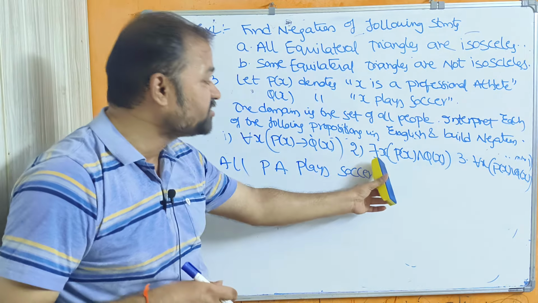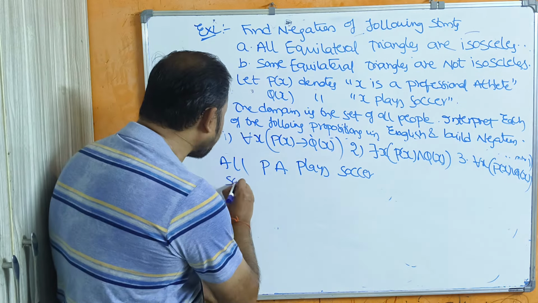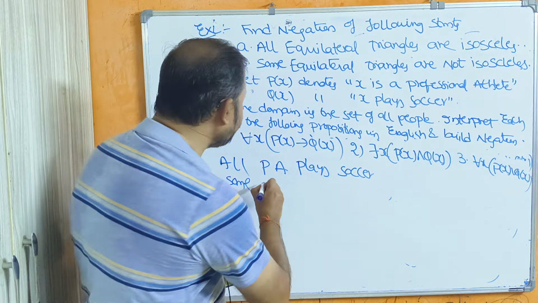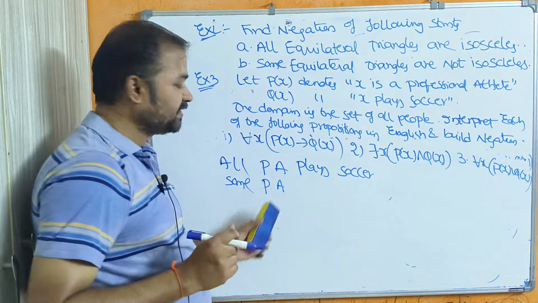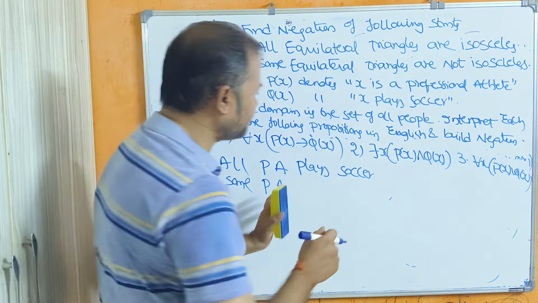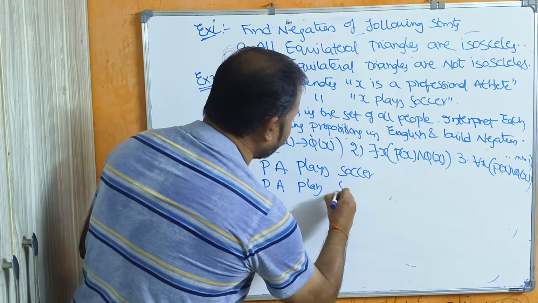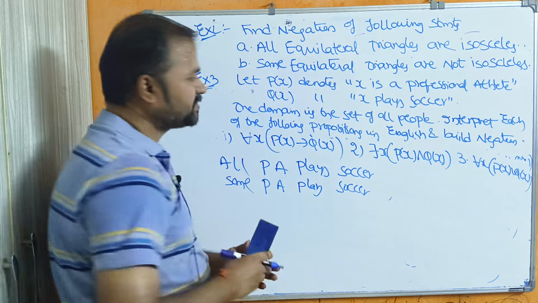Second one, there exists x, P of x and Q of x. There exists x means some. P of x means professional athletes. Here for space constraints I am writing PA. In the examination you have to write professional athletes. And plays, what is Q of x? Soccer.